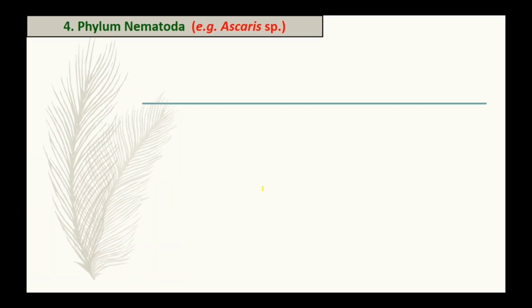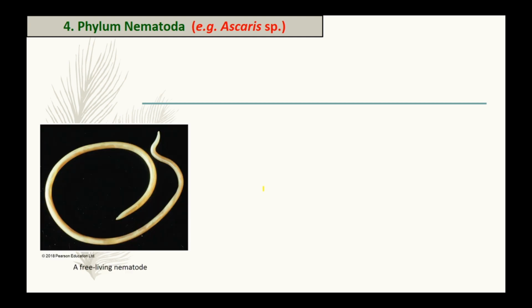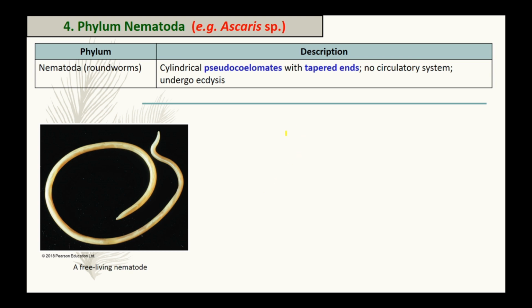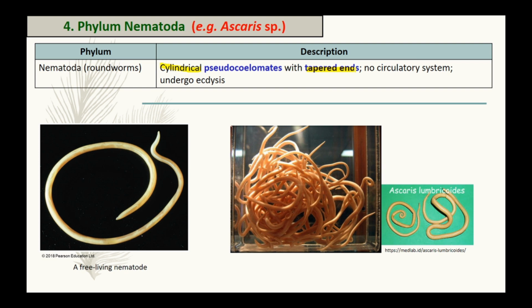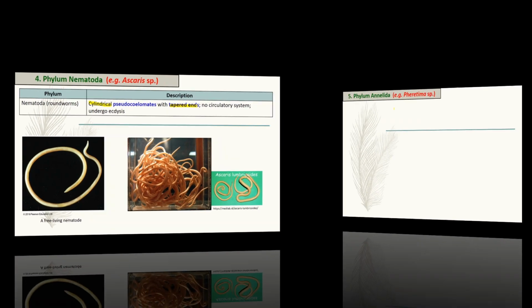The fourth phylum is Nematoda. The main example is Ascaris sp, that is the roundworm. This roundworm has a cylindrical body with tapered ends. They have a false body cavity, that is pseudocoelom. They are parasites with the presence of cuticles that protect them from the digestive system of the host.